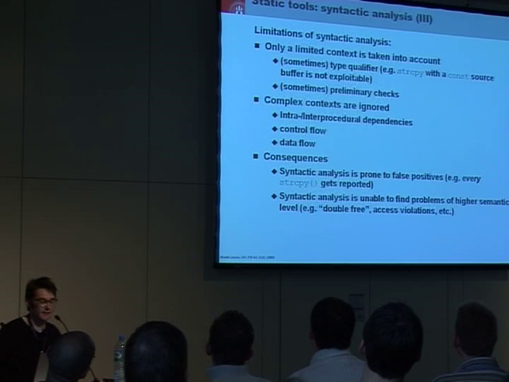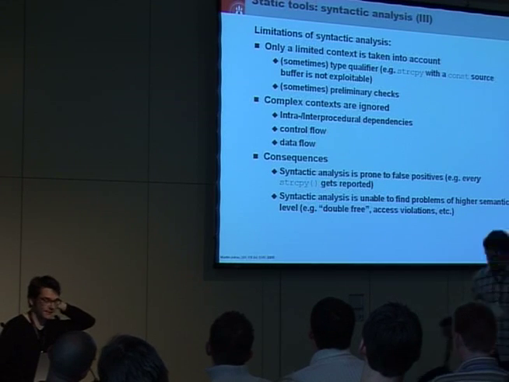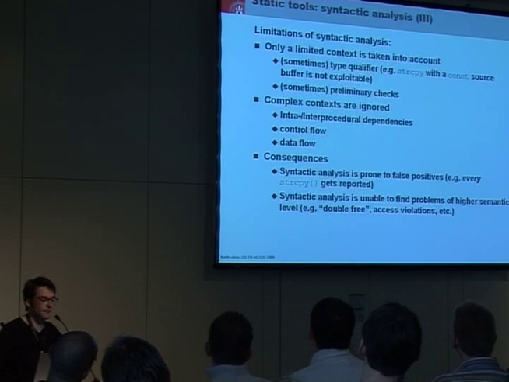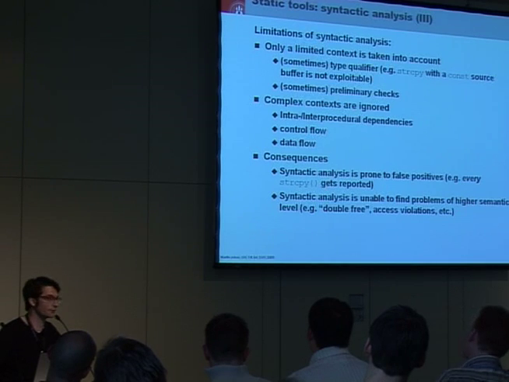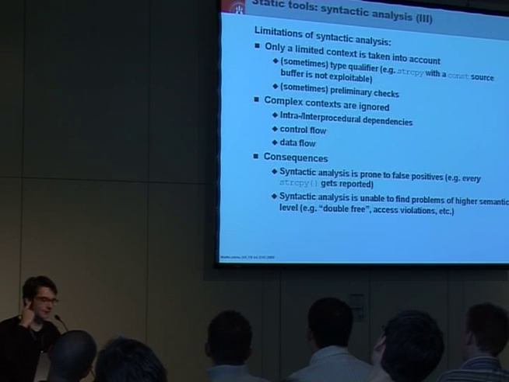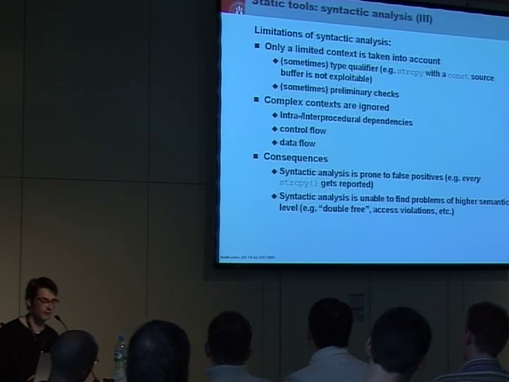Limitations of syntactic analysis, I think I've told you a little bit about already. They take only limited context into account. So they may look at type qualifiers. A string copy with a constant source may still cause a buffer overflow, but this buffer overflow is pretty surely not exploitable, so we don't need to look at this in a security context. And some tools on the syntactic level do some other preliminary checks, but they're not really sophisticated. They totally ignore complex context like inter-procedural dependencies. They don't calculate the control flow or the data flow of our program.